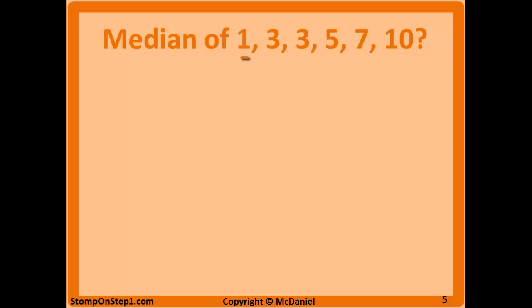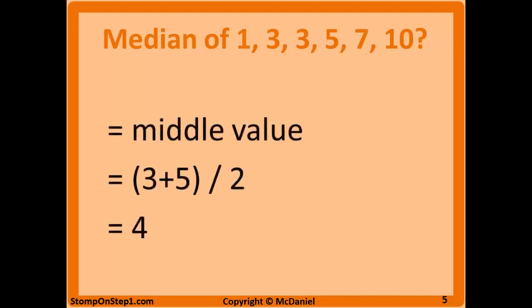What would be the median of these 6 values? You look for what's in the middle of them since they're already arranged in ascending order, and you can see that this is a data set with an even number of values. In this case, there really is no middle value, so what you do is you take the average of the 2 middle values. The average of 3 and 5 is 4.